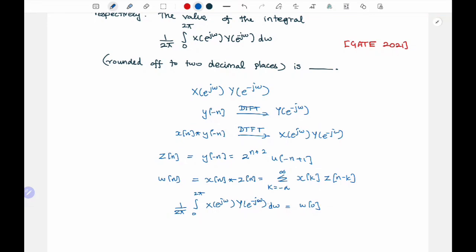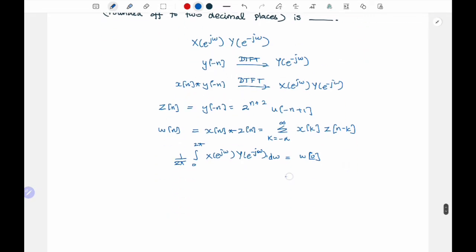It is similar to the previous case, right? Your w of n will have an e power j omega n term here. If you substitute n equal to 0, that term will go away and you will just get this integral. So what is your w of 0? Summation k equal to minus infinity to infinity x of k z of minus k. And your z of minus k is nothing but your y of n itself. So anyway, we'll write k equal to minus infinity to infinity.